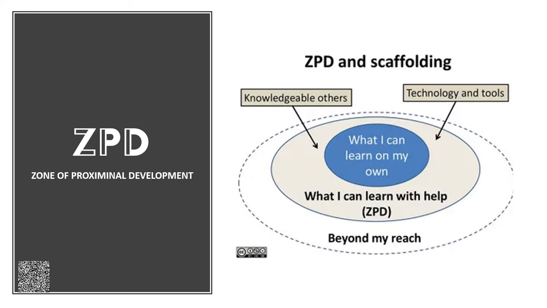The deeper idea here is that we have things we're able to do, and then there's a layer around that of things that, if people helped us, we would be able to do. And then theoretically there are things that are beyond our reach, as represented in the image that you're looking at. So if you're interested in getting into something like teaching or working with kids or coaching, you're living in that ZPD, that zone of proximal development. That's your tool.